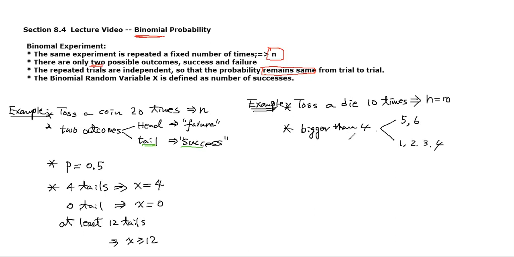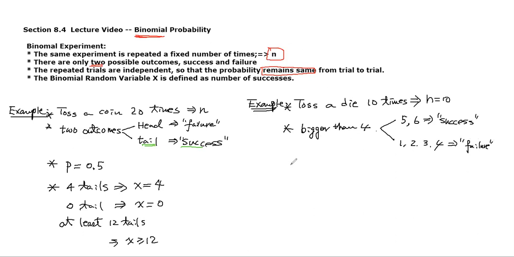Now, if you care about the faces being bigger than 4, then you can define that here as a success. So whenever you get a 5 or 6, it is a success. Whenever you get less than or equal to 4, you say this is a failure, right? This depends on your interest, on what success you defined. So you still can have 2 outcomes.